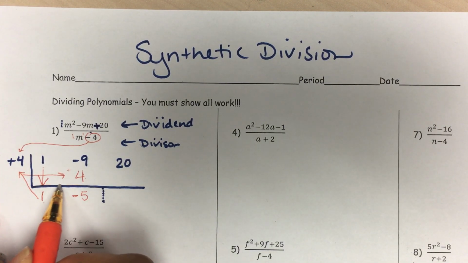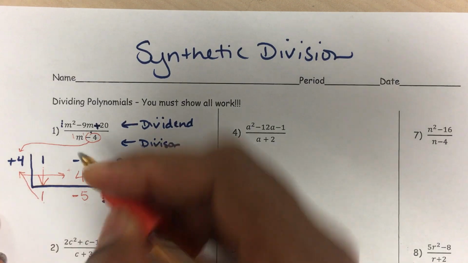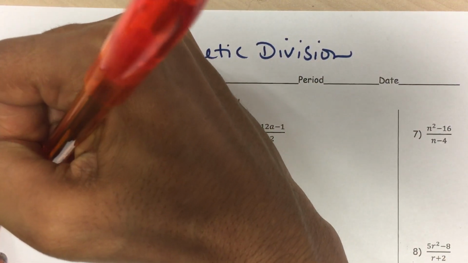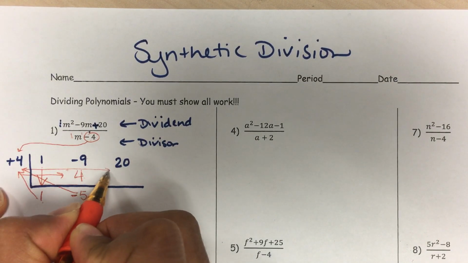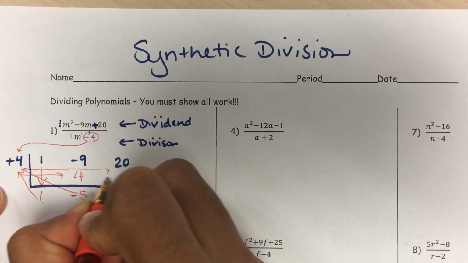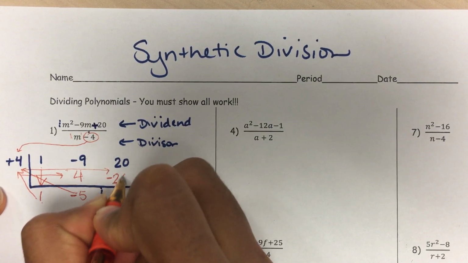Now, what did I say? One more time. Whenever it ends up below this bar, we're going to take it and multiply it by this outside number, by this 4 in this case. -5 times 4 is what? -20. I lied. -20. All right.